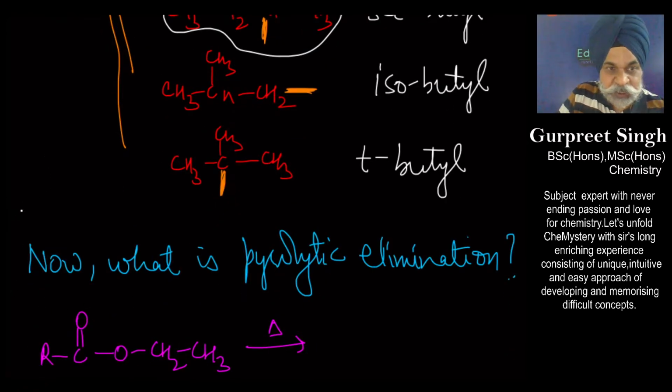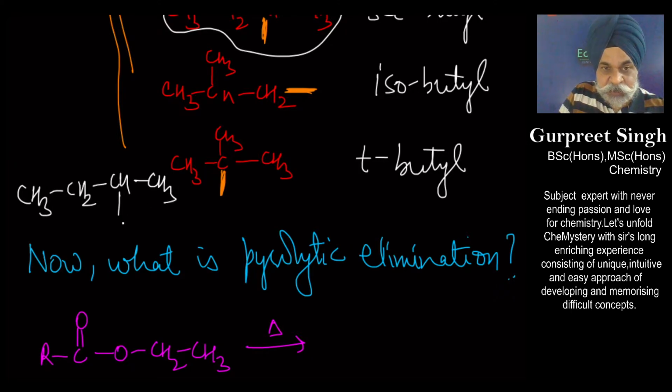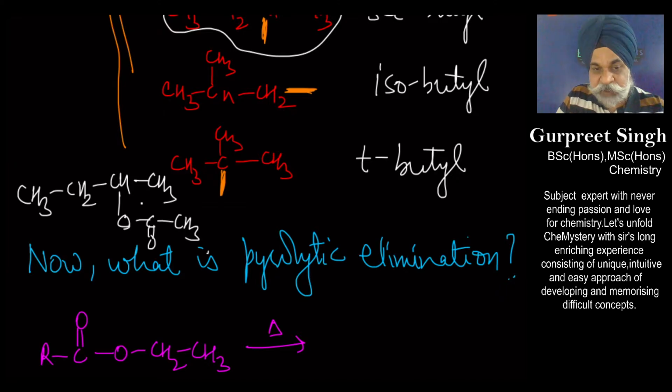Now we have to figure out what is secondary butyl acetate. So let me draw it here first. This is secondary butyl, and you have to place the acetate group here. So this is the acetate part. So this is the compound which is given to you. Now let us discuss what exactly we mean by pyrolytic elimination.